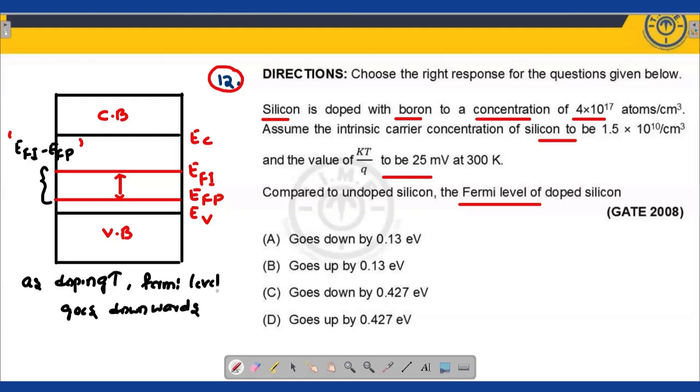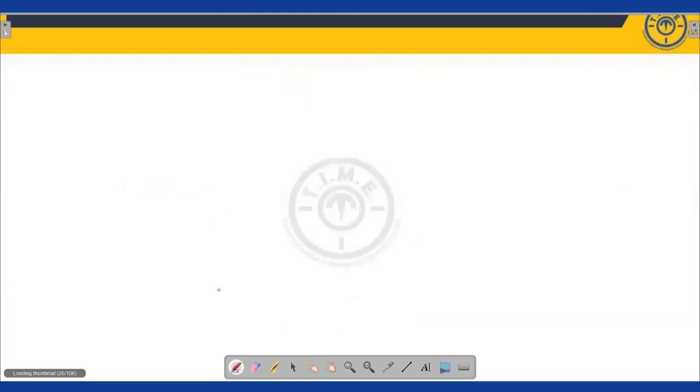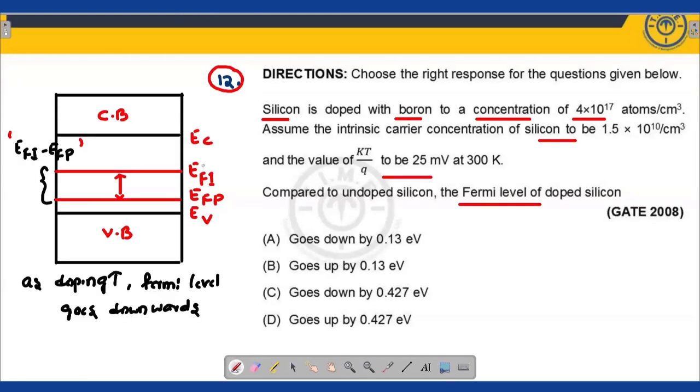The Fermi level goes downwards, my dear friends. I'm writing that particular expression only. That is equal to, using the parameters. What are the parameters that are present over here? See, EFI, EFP, and parameters like kT by q. This is one particular parameter. And the intrinsic concentration parameter, you got that, is equal to Ni.